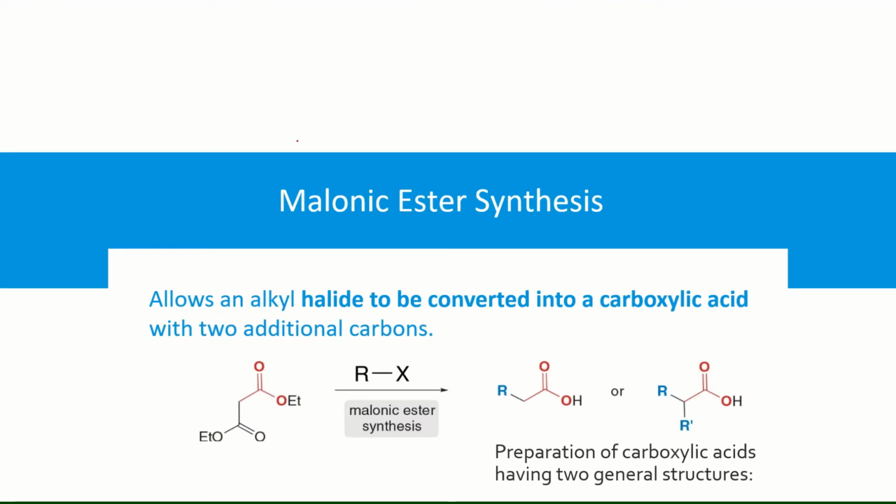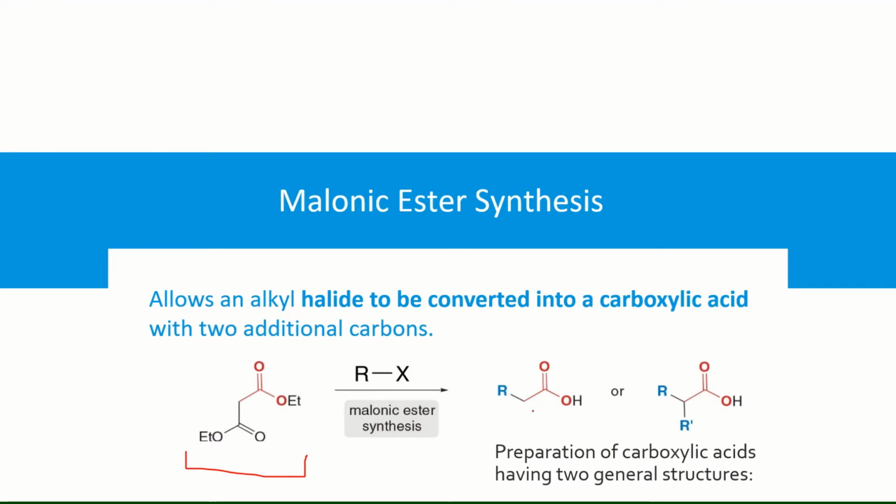So our first reaction that we'll cover is the malonic ester synthesis. We start off with the malonic ester. You can see it's a derivative of malonic acid. In this case, we flanked it with two ethyl groups, so it's the diethyl malonic ester. And after deprotonation, we react it with an alkyl halide. And the result is we end up with an acid.